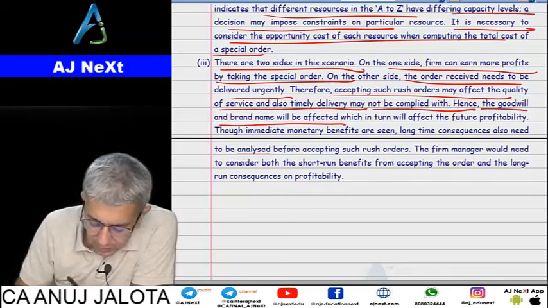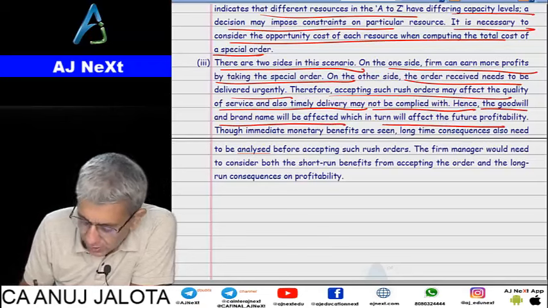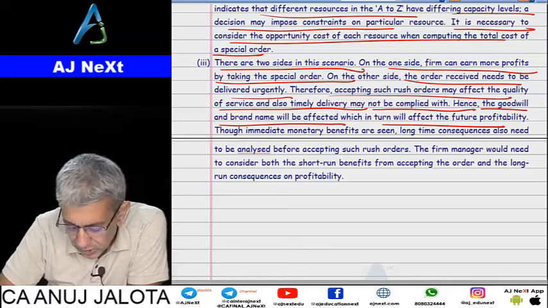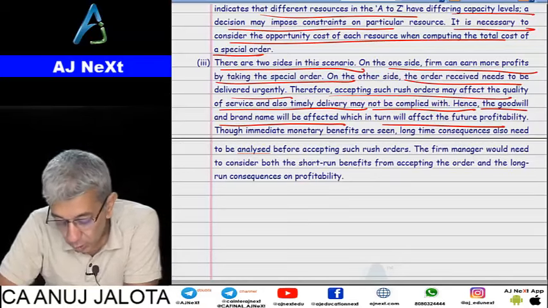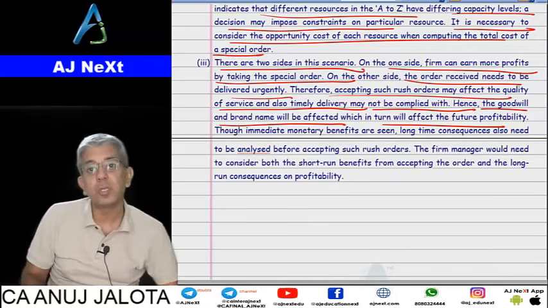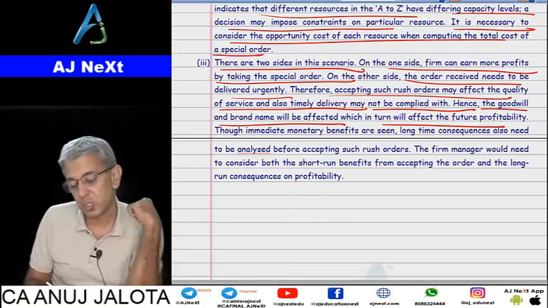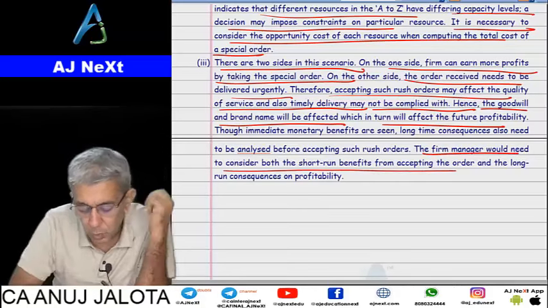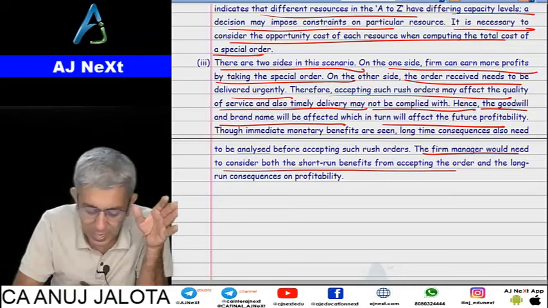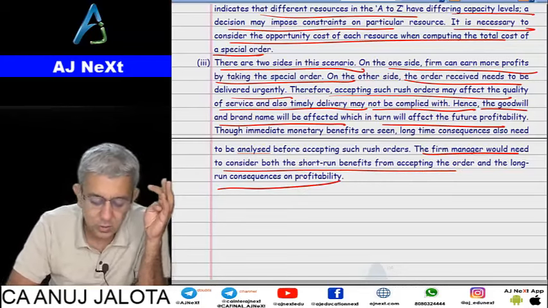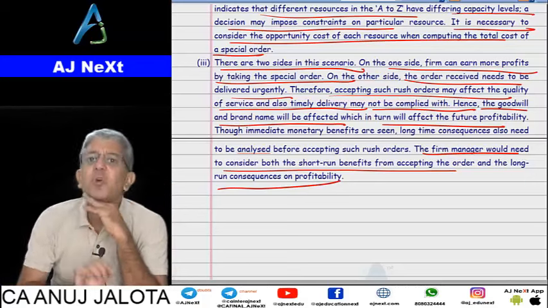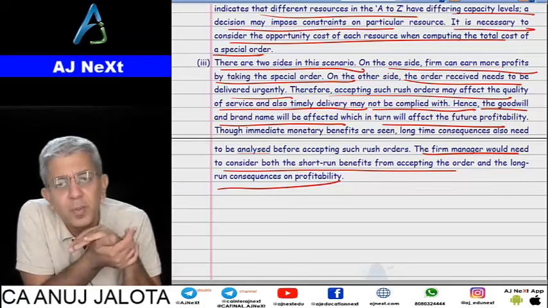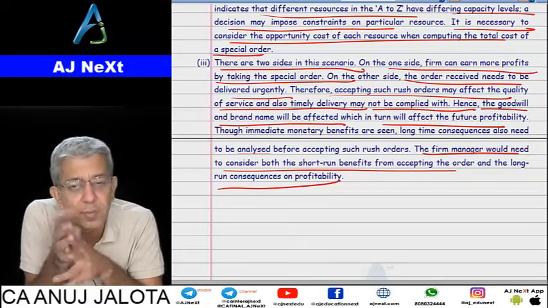However, the goodwill and the brand name will be affected, which in turn will affect the future profitability. Though immediate monetary benefits are seen, long-term consequences also need to be analyzed before accepting such rush orders. The firm manager would need to consider both short-run benefits from accepting and the long-term consequences on profitability. So, if you're going to be destroying the quality, for the long term it might not be very good, because you might not be getting the future orders and your goodwill might also get spoiled.